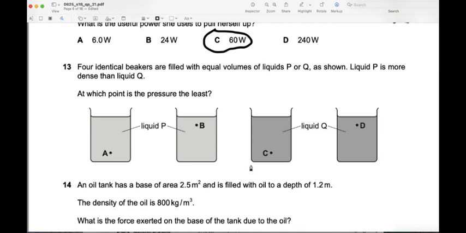Okay, we want the least pressure. You know, pressure depends on the density. Pressure in a liquid depends on which factor? Density. Rho gh. Rho is the density. So if density is low or small, pressure in a liquid will be small. If the density is high, pressure will be high. It also depends on height.